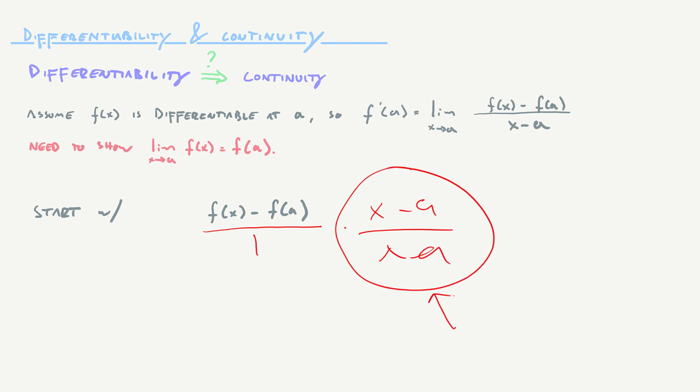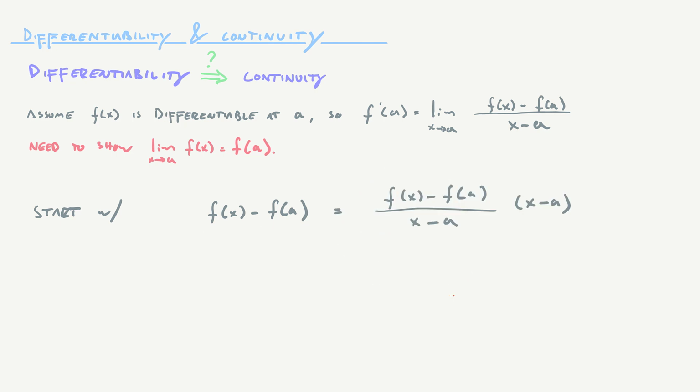Now, of course, I am making a small assumption here. I'm assuming that x minus a is not 0. That's what we're approaching. So by doing this multiplication, I'm assuming x is not a. Okay, so I've got this. I've chosen to write it like this, where I wrote x minus a in the denominator here, and then I just wrote a multiplication outside that fraction. Well, if these two things are equal, then their limits are equal.